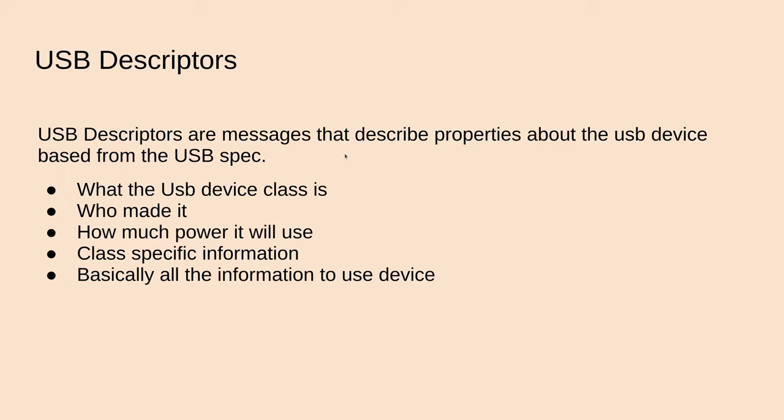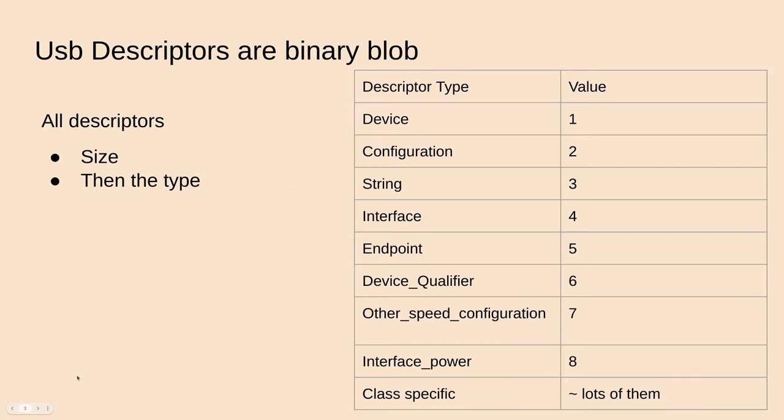So a USB descriptor are basically these messages that describe properties of the USB device. And these can be who's made it, how much power it draws, class-specific information, basically any information that's within the USB spec. Now, these USB device descriptors come in as binary blobs like most things in USB. So to discern how the packets are viewed, it starts off with the size and then the type. And some of the most common types are device, configuration, interface, and endpoint.